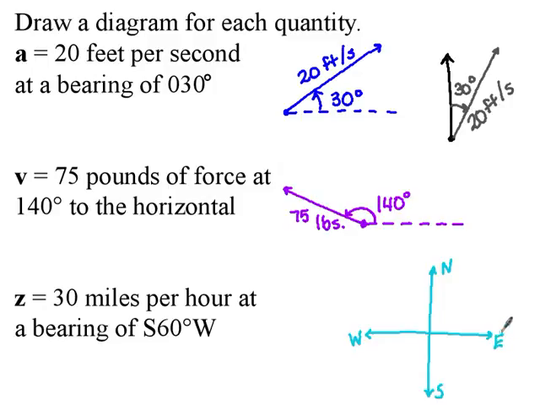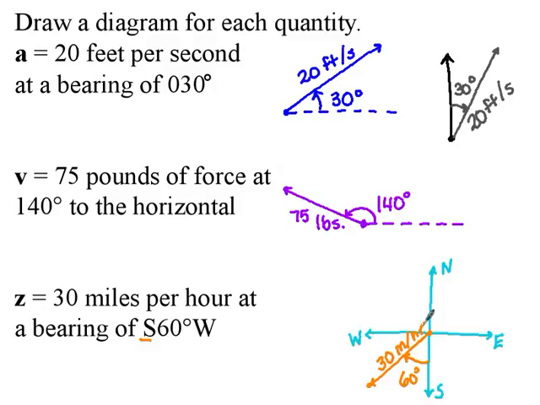When it says 30 miles per hour at a bearing of, what you're going to do here is start at the southerly direction. That's what this states. And you're going to go 60 degrees from the south here to the west. So I'm going to measure over 60 degrees right here, and that is where your vector goes. And that's going to be 30 miles per hour. Once again, that is used when we deal with navigation and surveying problems.